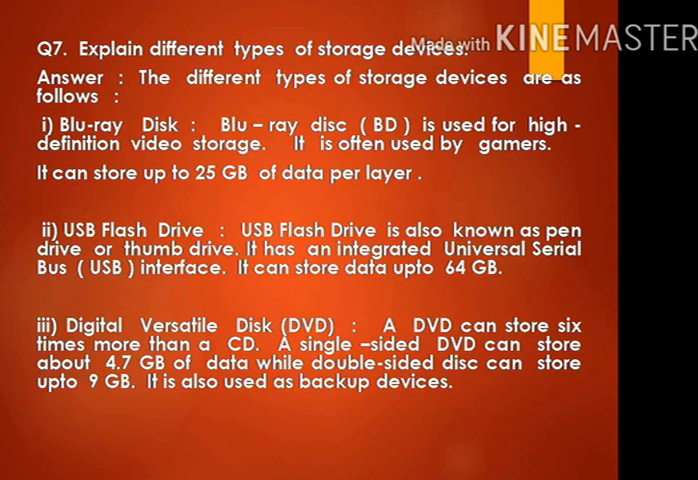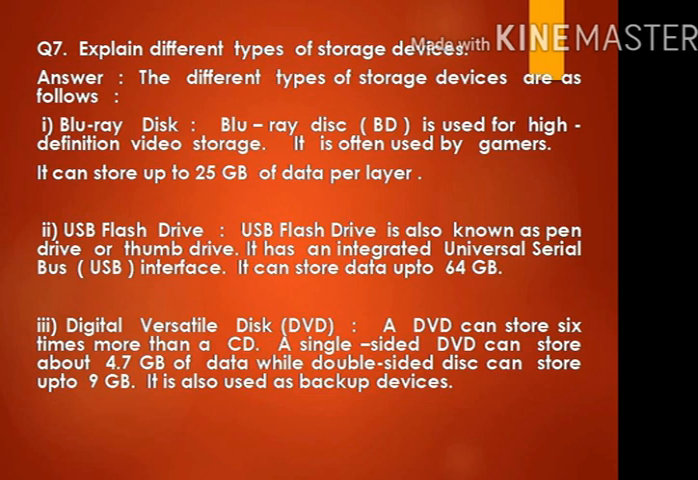Next is USB flash drive. USB flash drive is also known as pen drive or thumb drive. It has an integrated universal serial bus, in short, USB interface. It can store up to 64 GB.